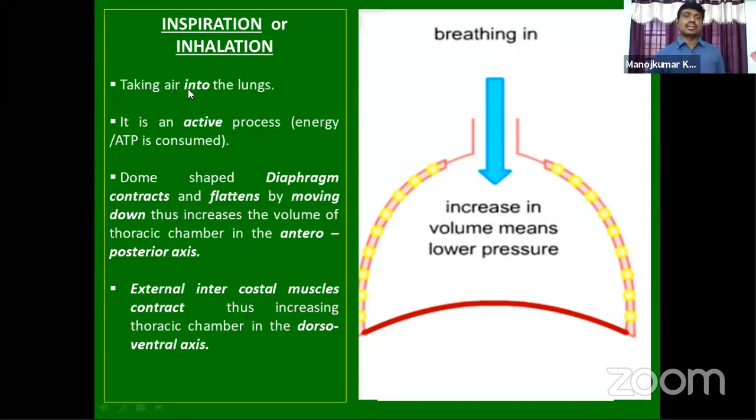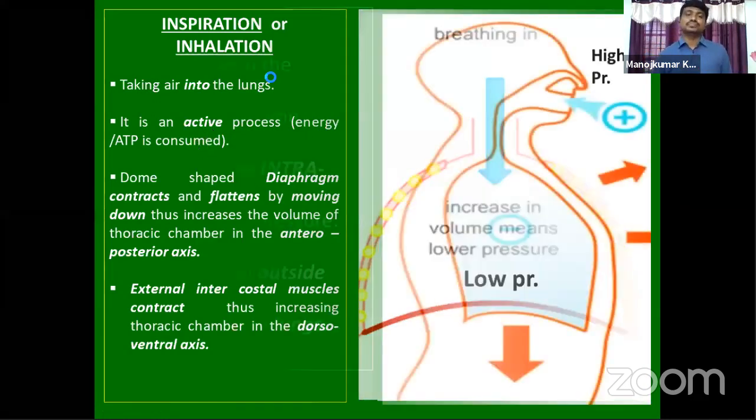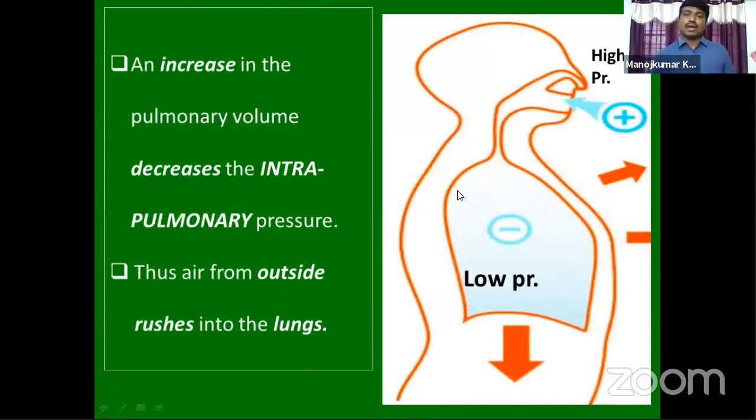So inspiration is nothing but taking air into the lungs, and this is an active process. Remember, children, whenever there is a utilization of some energy, that process is called an active process. So during inspiration, what is happening? The contraction of the diaphragm and the contraction of the external intercostal muscles takes place. For this muscle contraction, energy is utilized. These muscles consume energy. As energy is being utilized in this process, inspiration is definitely an active process because energy is consumed.